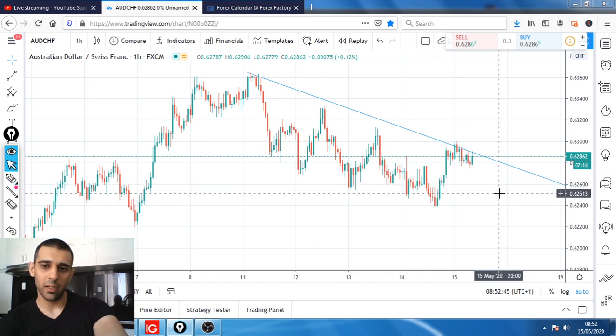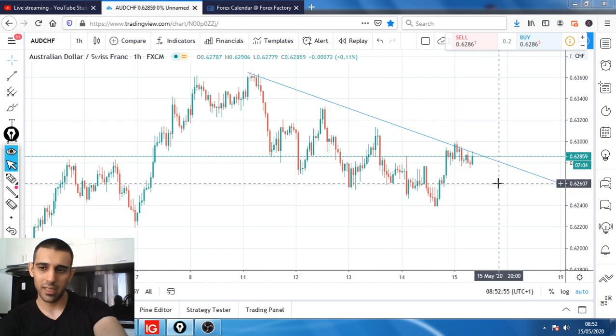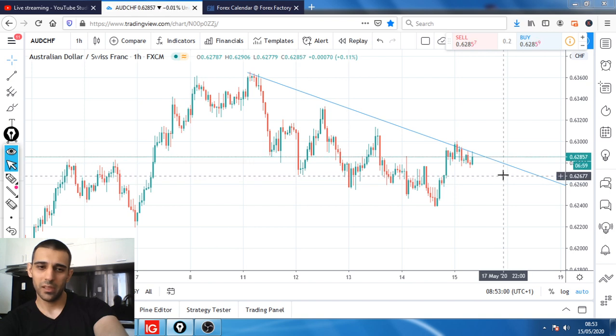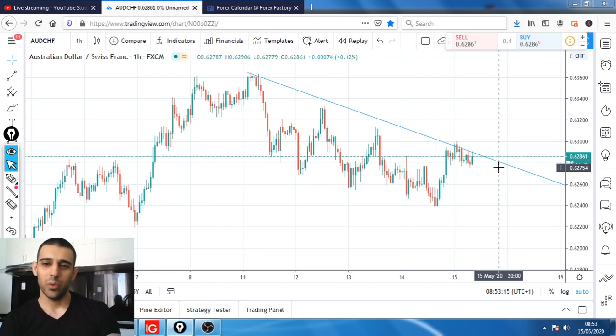But I'm looking for the target of 62.50, which if the price comes down to 62.60, then a retracement up to the 62.75 with the 50. We're only looking for a 25 pip target on that one, which is not very good unless we're going to have a super tight stop loss.